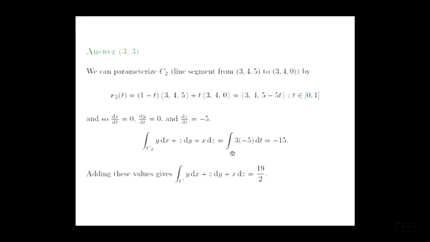No, I didn't. There should be a 0 to 1 here. Right? Minus 15 dt just is minus 15. I just forgot to put the 0 on the 1. Okay, so if we add the two previous values, we just get that the line integral over this surface is 19 halves.